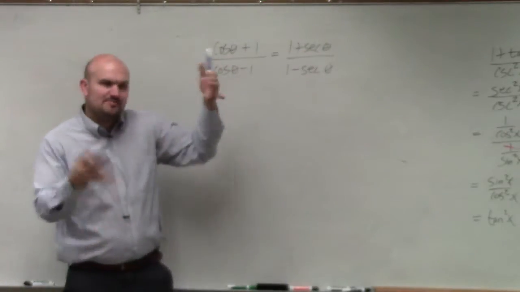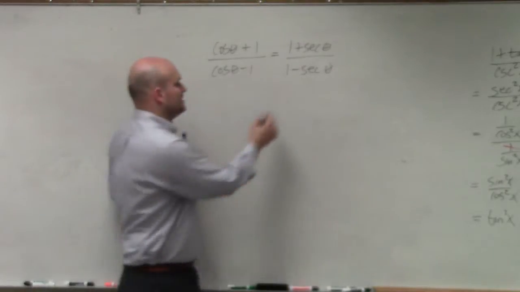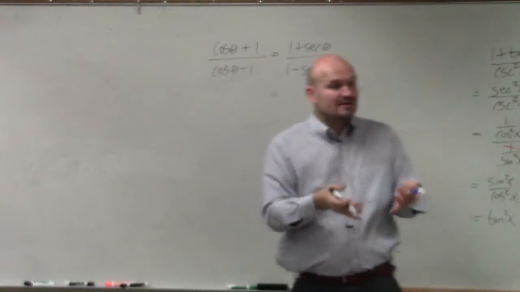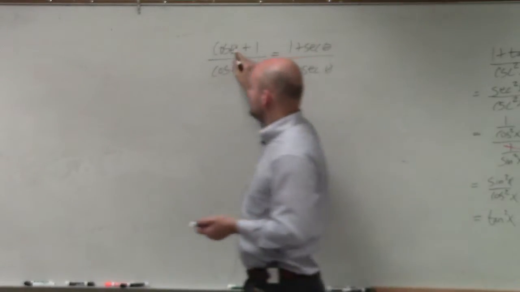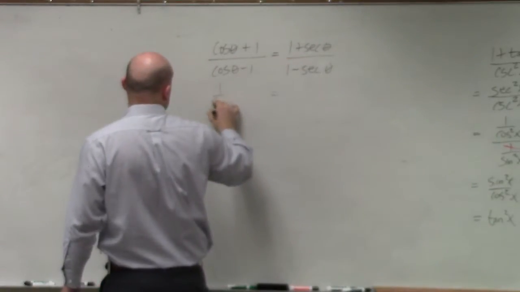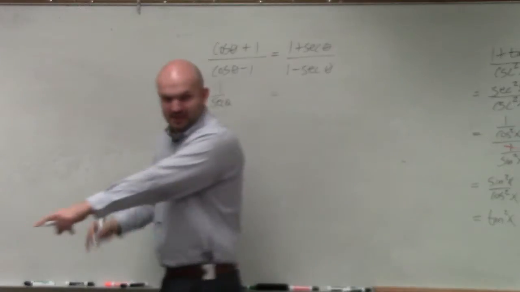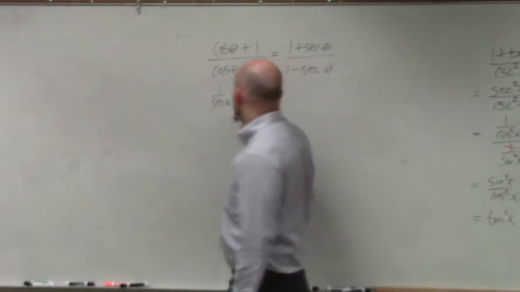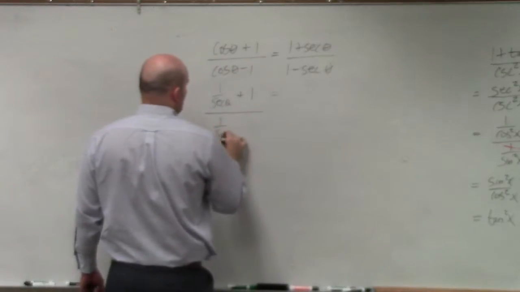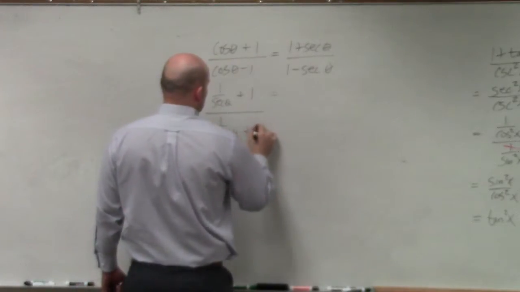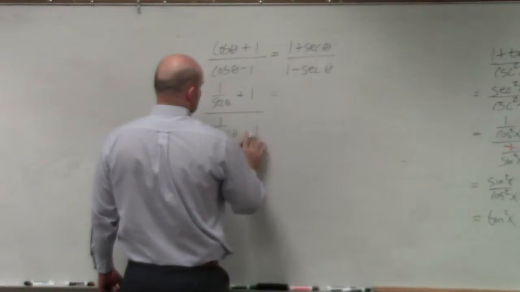secants written as cosine, let's pick a side. And I'm just going to pick the left side just to make life easier. Let's pick a side, and let's convert all of our cosines into secants. So cosine is really 1 over secant. That's your reciprocal identity. It's on your sheet of paper. And then plus 1 over 1 over secant of theta minus 1.